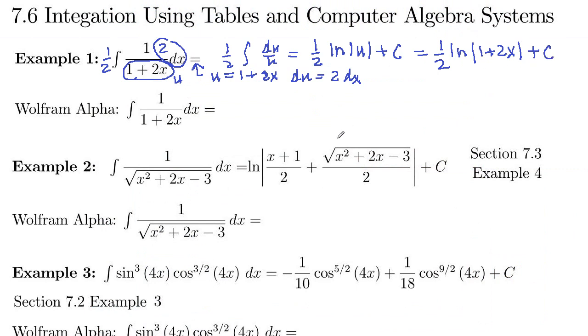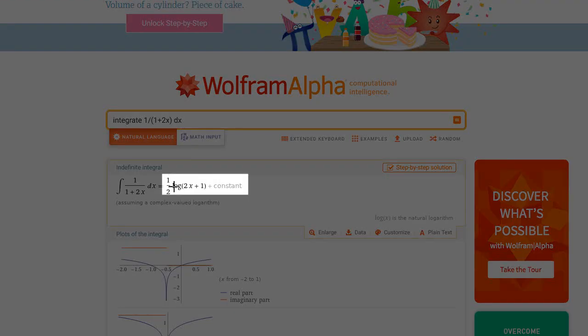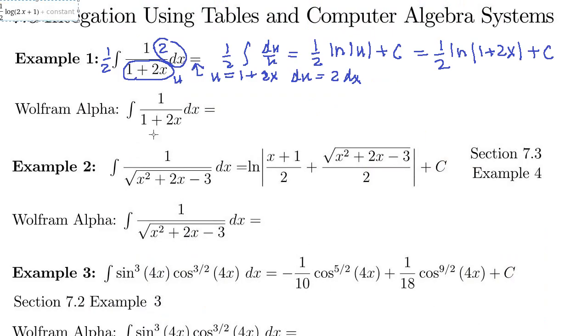So notice here that it forgot our absolute value. So if I want to take this and bring it over, we just note that we really need the absolute value there. Because we want to expand the domain. We don't want to just have a domain where 2x plus 1 is greater than 0. So that basically gave us the same thing, except we needed the absolute values.